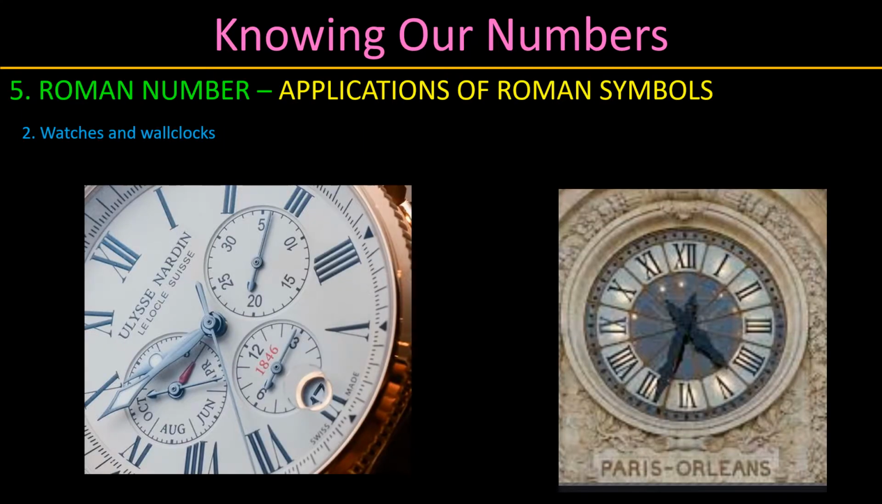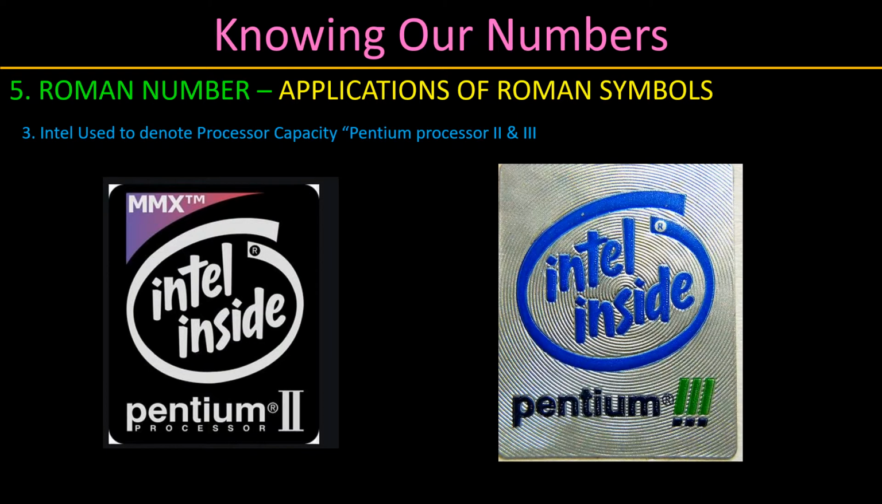Next, let's go to another example: watches and wall clocks. Till today, some watches show numbers in Roman numerals. You see here, this is 12, this is 1, 2, 3, this is 5, and so on. Some clocks are already fitted in walls, which you can see in the tall towers in your cities, and if you go to Paris, you will be able to see this image.